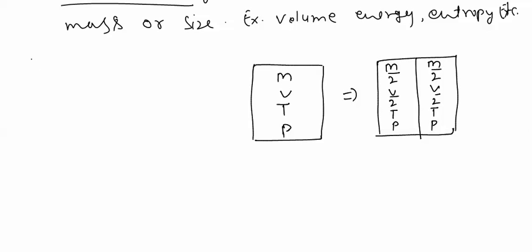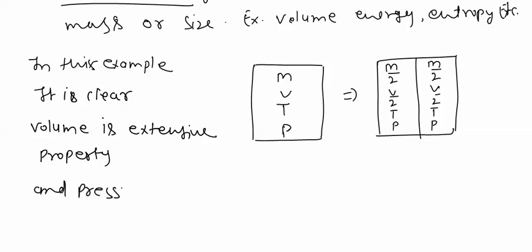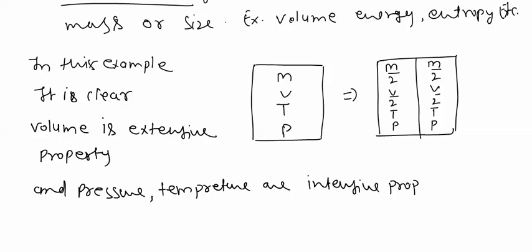It means you can say in this example it is clear that volume is an extensive property and pressure and temperature are intensive properties.